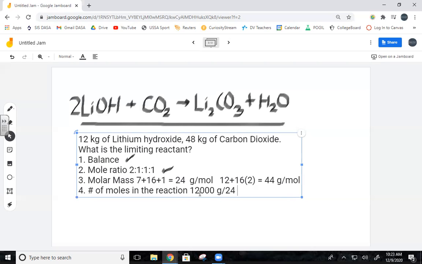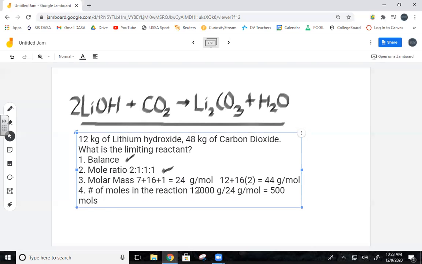That's really interesting. Grams per mole. So what happens is the grams cancel each other out, right? And we end up with 500, no, not 550, 500 moles of lithium hydroxide. Okay.